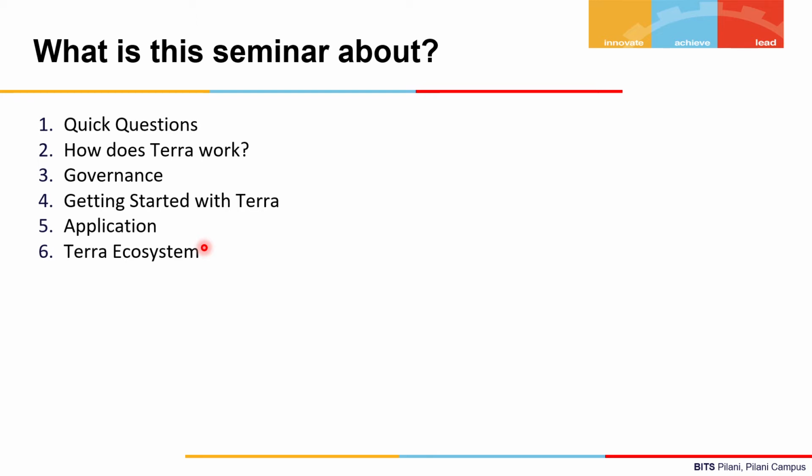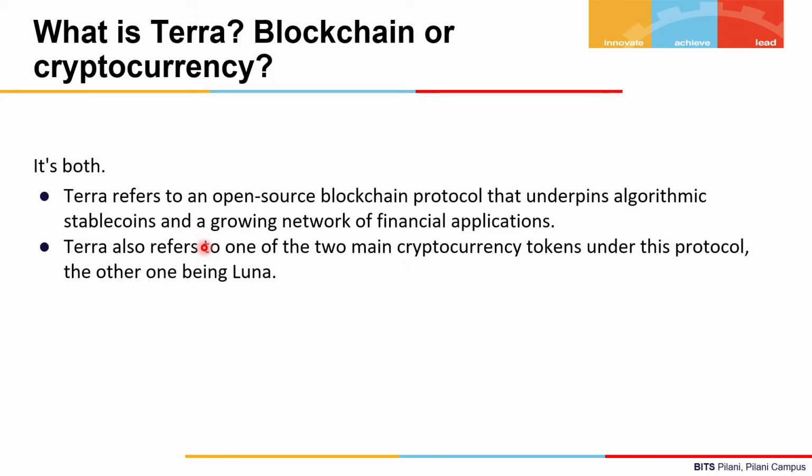First question, what is Terra? Is Terra a blockchain or is it a cryptocurrency? And the answer is it's actually both. So Terra actually refers to an open source blockchain protocol, and this blockchain protocol is based on the principle of algorithmic stablecoins, and we will be discussing this in detail in the subsequent slides. Along with this blockchain protocol, the coin or the cryptocurrency that operates on this blockchain protocol is Terra.